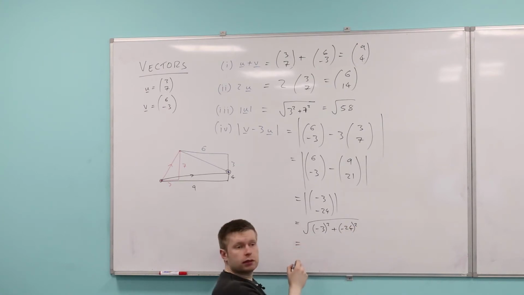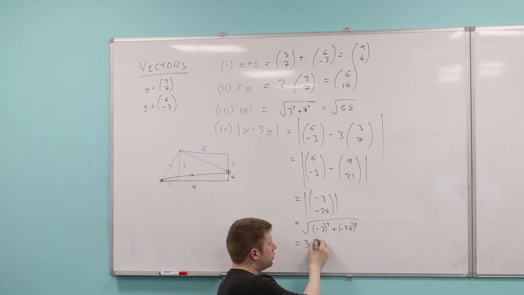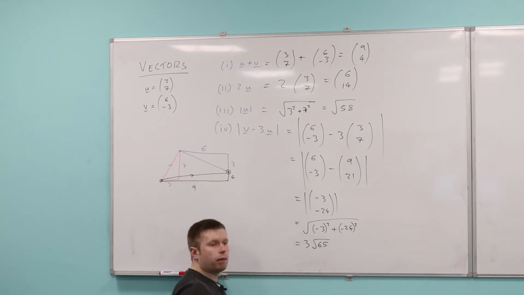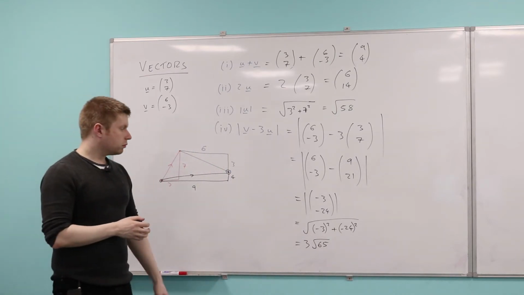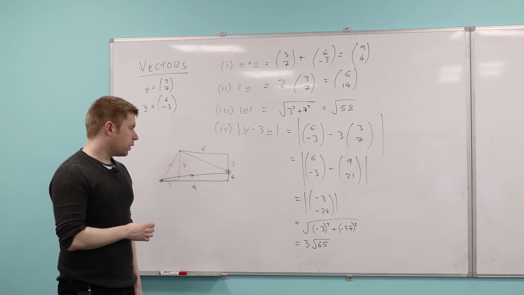Did we get an answer for this? Just give it to me in exact form. 3 square root 65. There you go. Is that okay? Oh wait, square root of 3 squared. Yep.